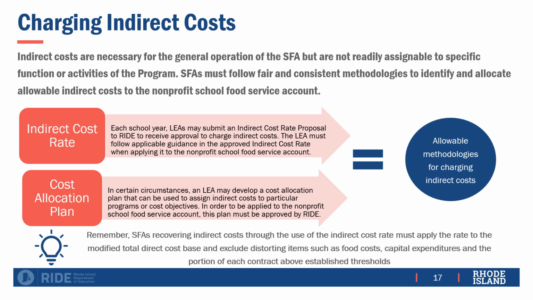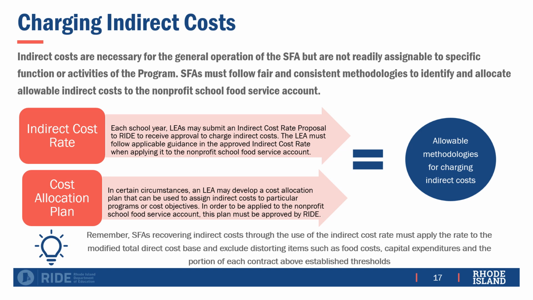In limited circumstances, some SFAs may be eligible to recover indirect costs through the application of a cost allocation plan as opposed to an indirect cost rate. A cost allocation plan is used to establish a methodology for assigning a portion of incurred indirect expenses to particular program or cost objectives. In order to recover indirect costs from the nonprofit school food service account by applying a cost allocation plan, the plan must be approved by RIDE's Child Nutrition Programs Office prior to use.